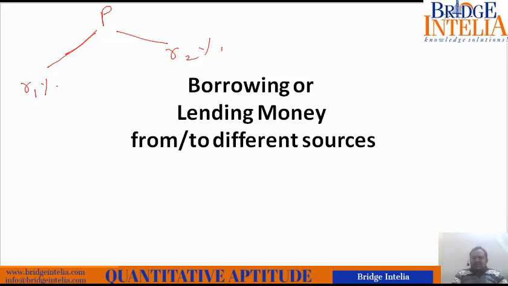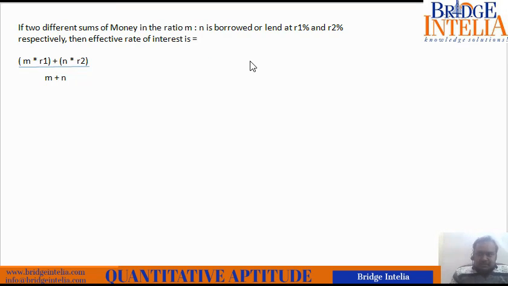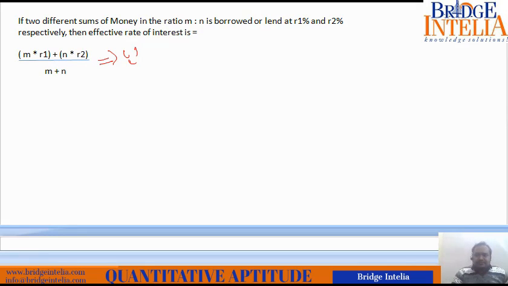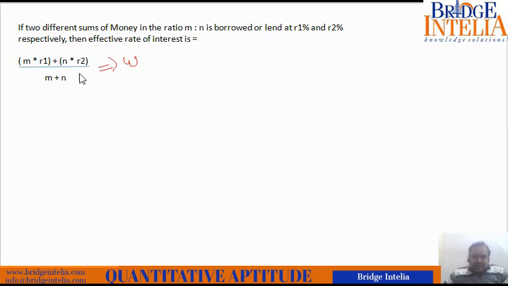So let's see what is the concept behind this pattern of questions. It says that if two different sums of money in the ratio m:n are borrowed or lent at R1% and R2% rate respectively, then the effective rate of interest is given by m into R1 plus n into R2 by m plus n. So this is basically a weighted average. We will see what this means.